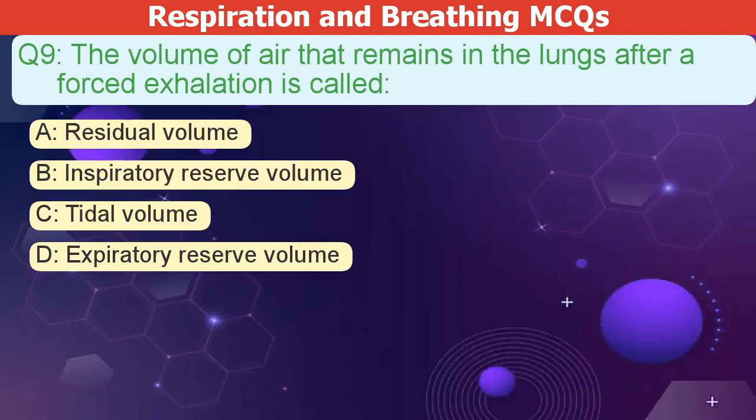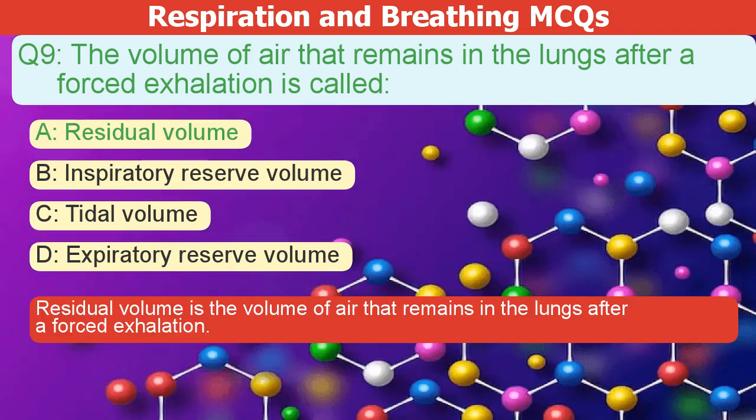The volume of air remaining in the lungs after a forced exhalation is called: A. Residual volume. B. Inspiratory reserve volume. C. Tidal volume. D. Expiratory reserve volume. The correct answer is A. Residual volume is the volume of air that remains in the lungs after a forced exhalation.